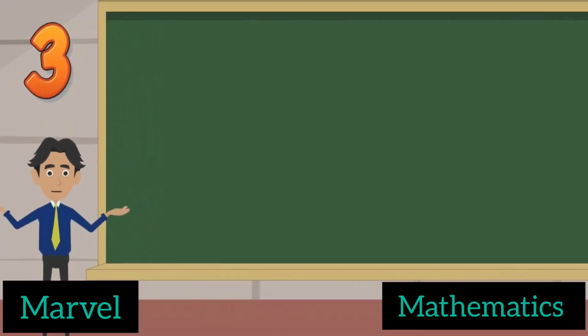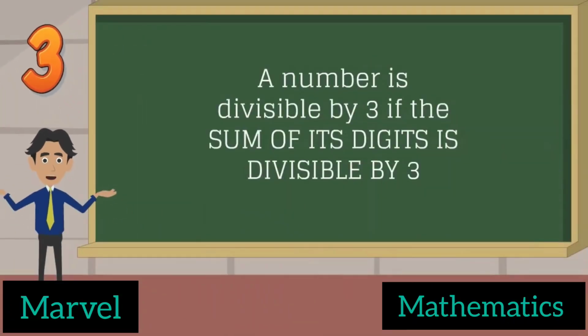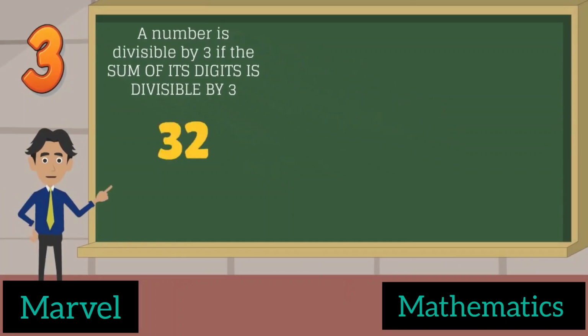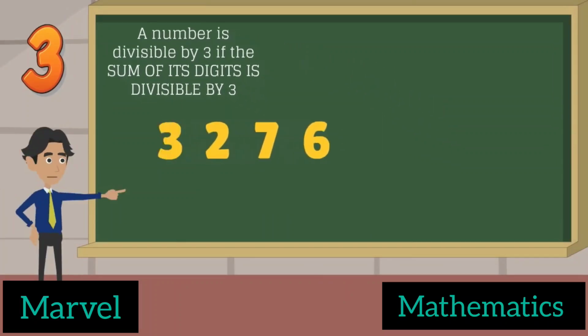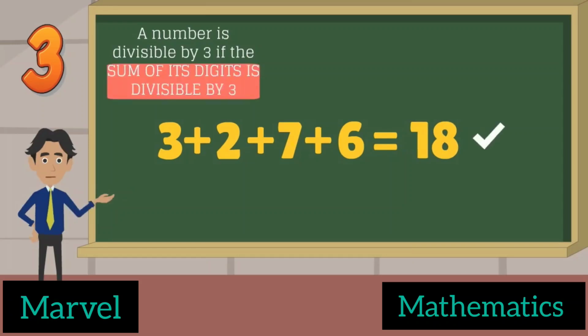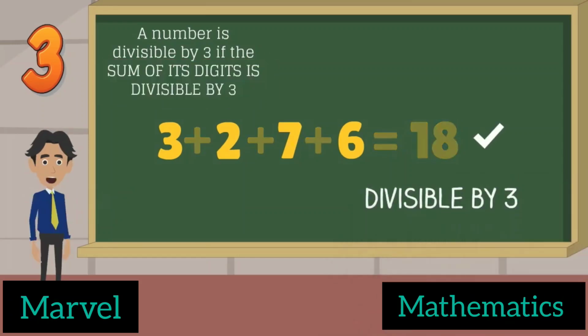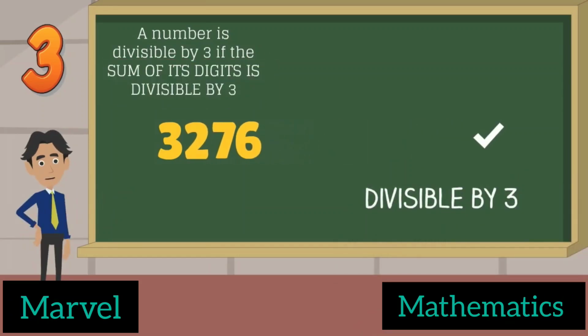Any number is divisible by 3 if the sum of its digits is also divisible by 3. Take for instance the number 3276. The sum of its digits is 18, which is clearly divisible by 3, so 3276 is also divisible by 3.